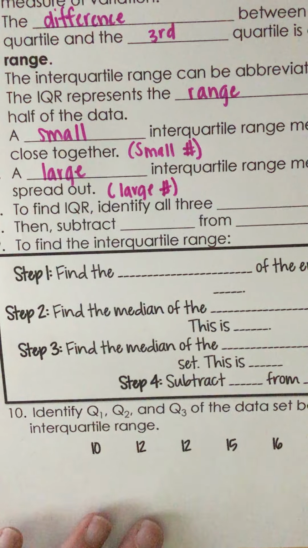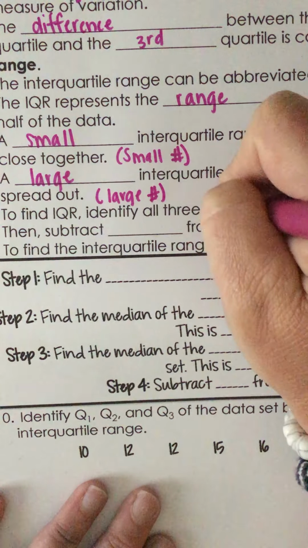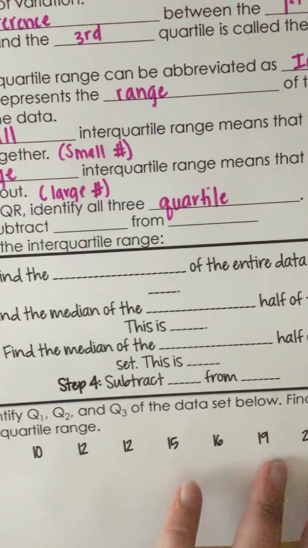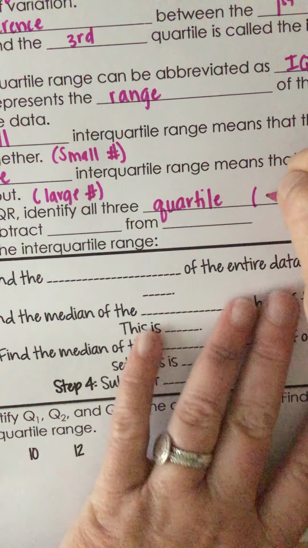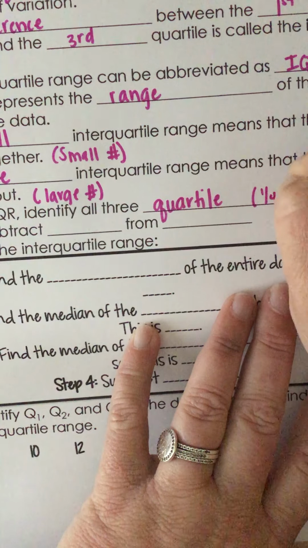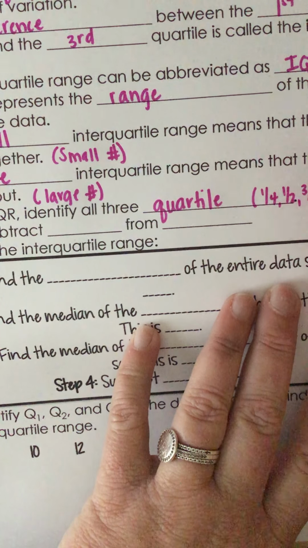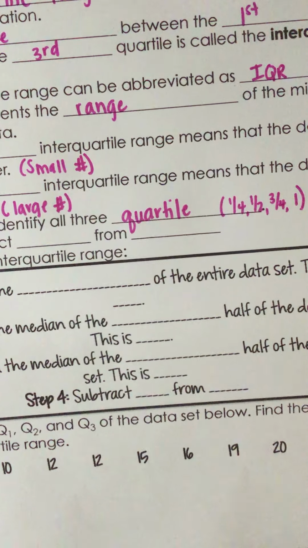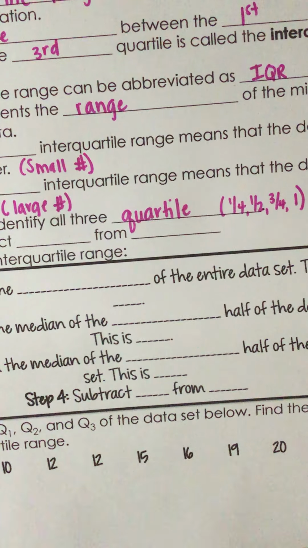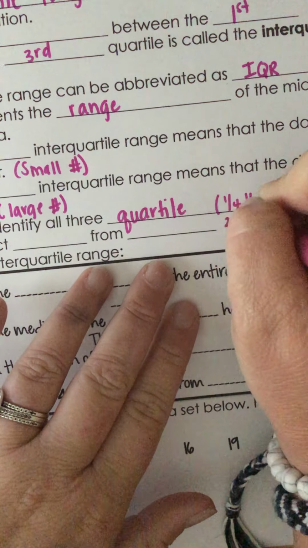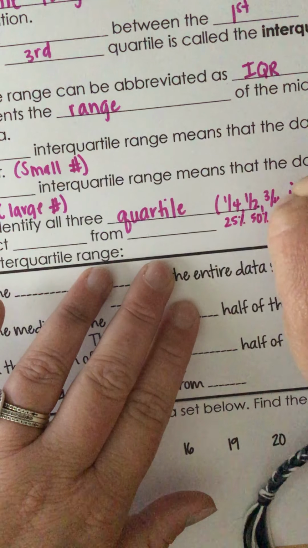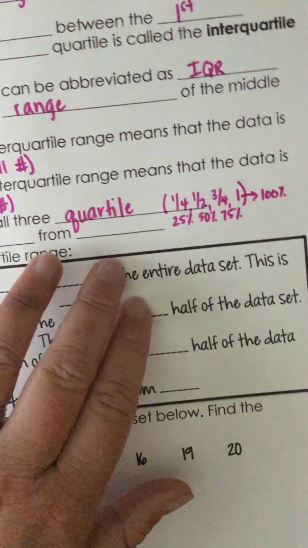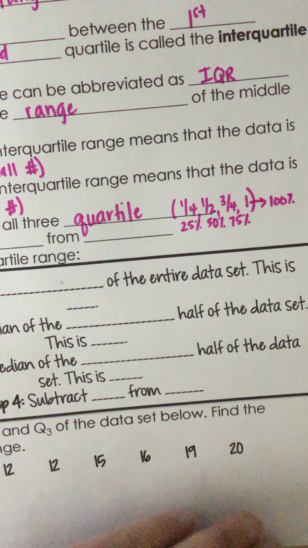Okay, to find the IQR, identify the 3 quartiles. And if you look at this word, quartile, you have the word quart, also thinking about quarters, so you're going to be breaking them up into essentially 1/4, half, 3/4, and then the whole would be your last number. So think about it in quarters, or 25%, 50%, 75%, and then that one is your 100%. So whichever way makes it easier for you to understand, that is fine.